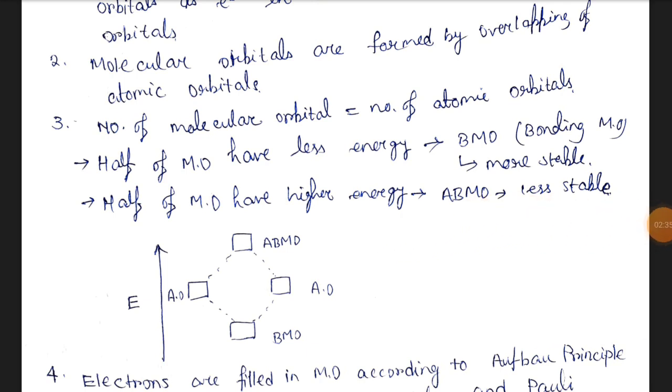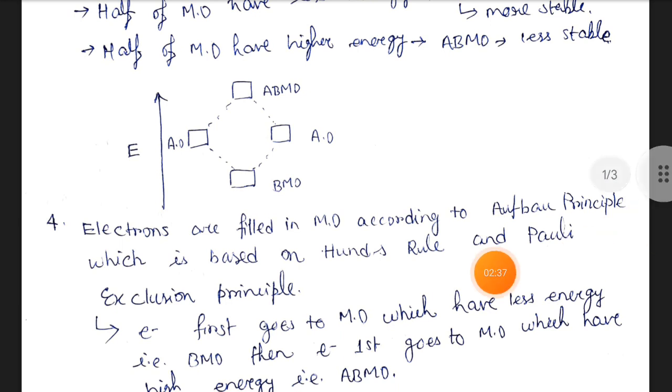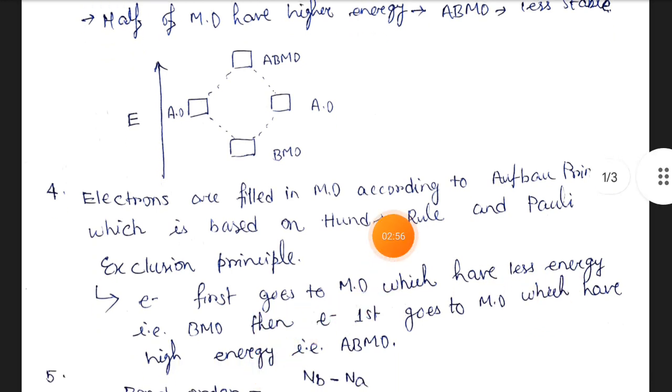Next, electrons are filled in MOs according to the above principle, which is based on Hund's rule and the Pauli exclusion principle. What is this principle? Electrons first go to the bonding molecular orbital, which has less energy. Then, after that, electrons go to the higher energy orbital, that is the antibonding molecular orbital.